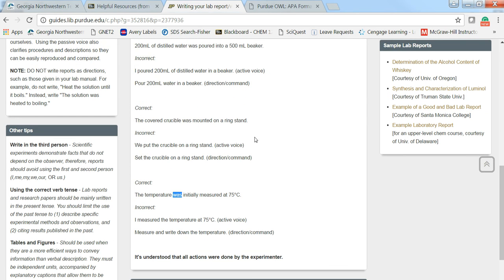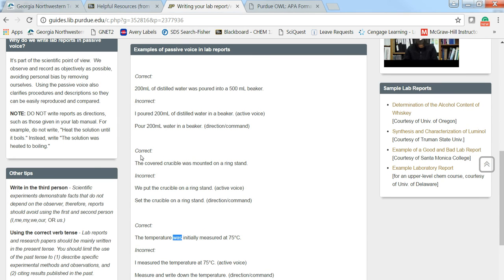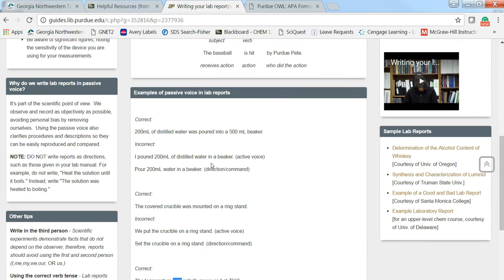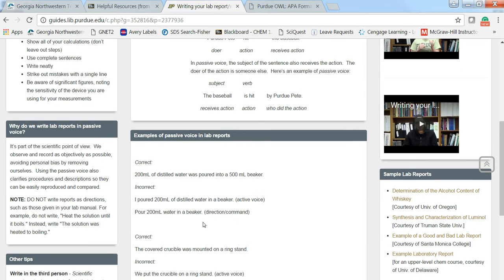Keep it was mounted. That's very important. I mean, that past tense, as in passive voice. Now, some other teachers or people that critique your paper might say they don't like that, but that's what I like.